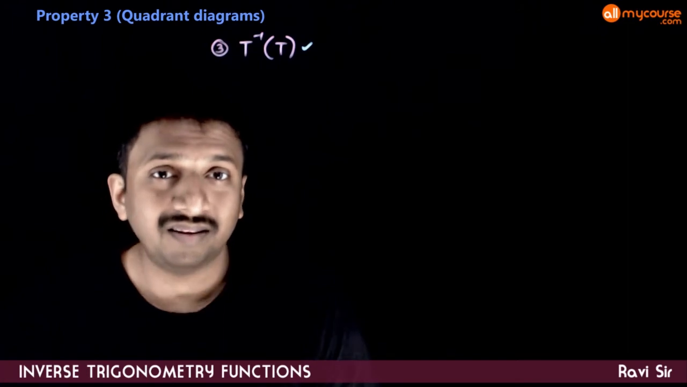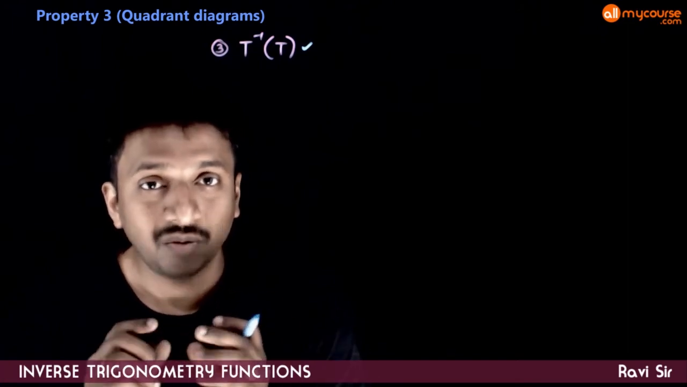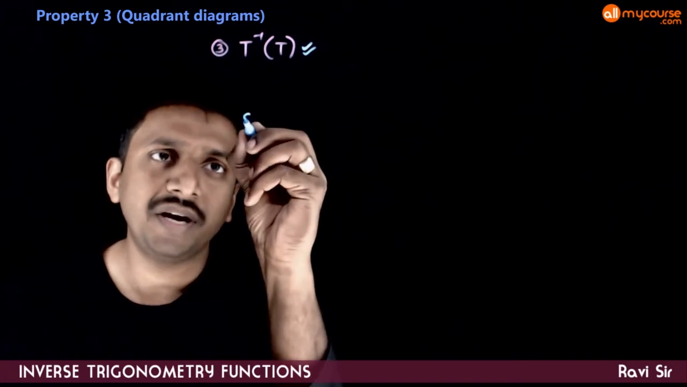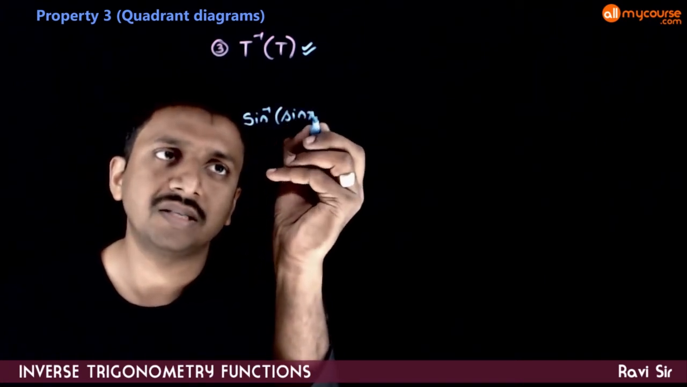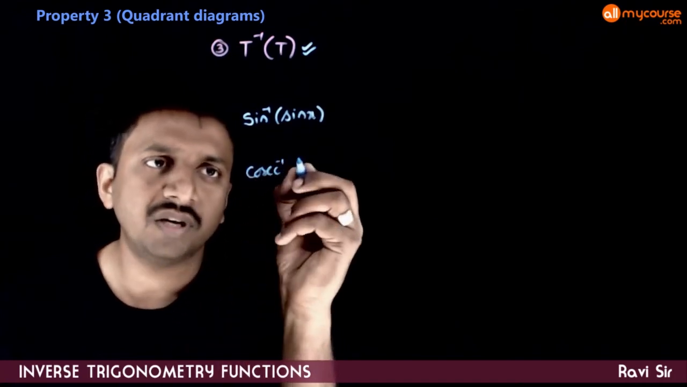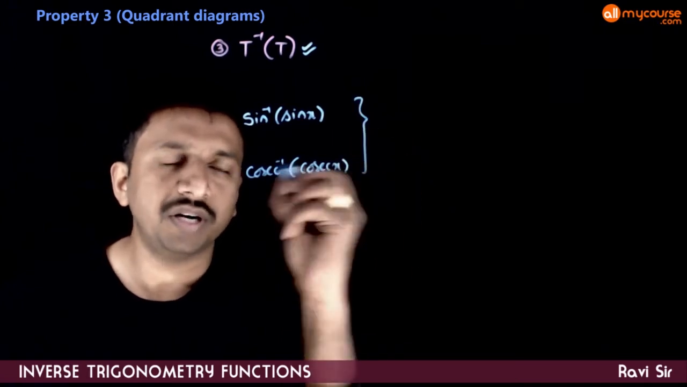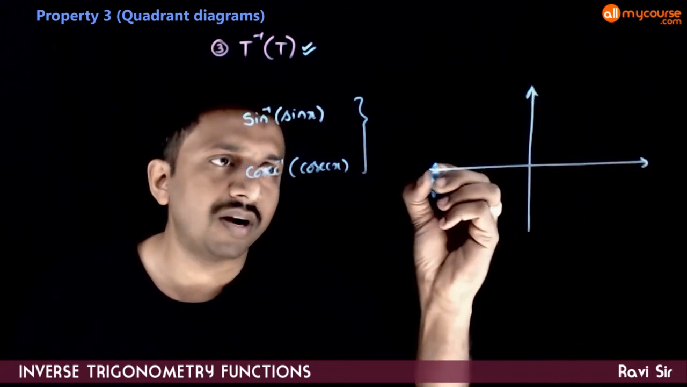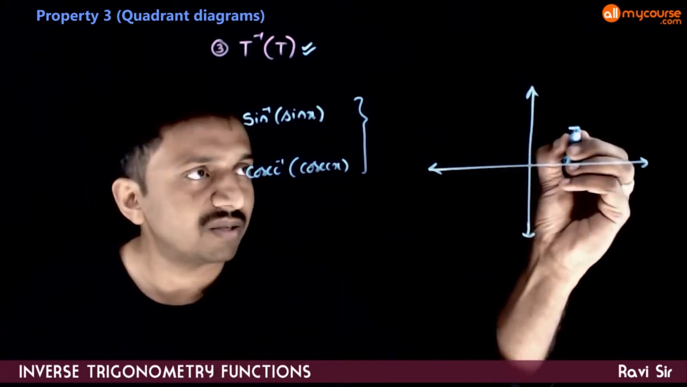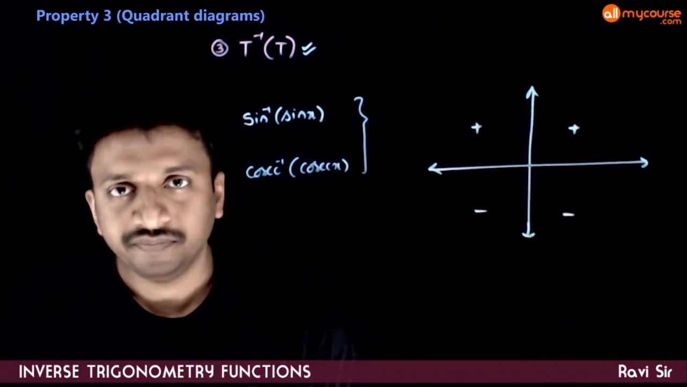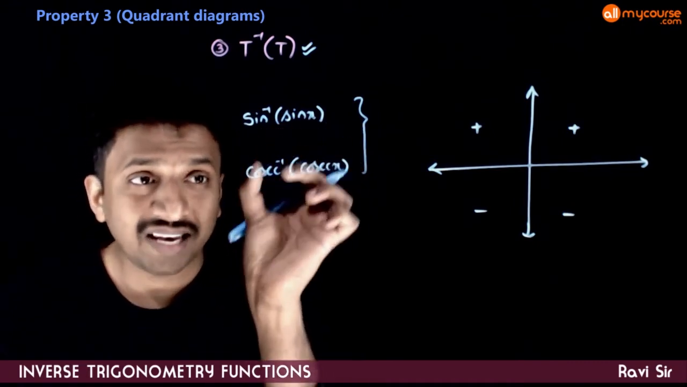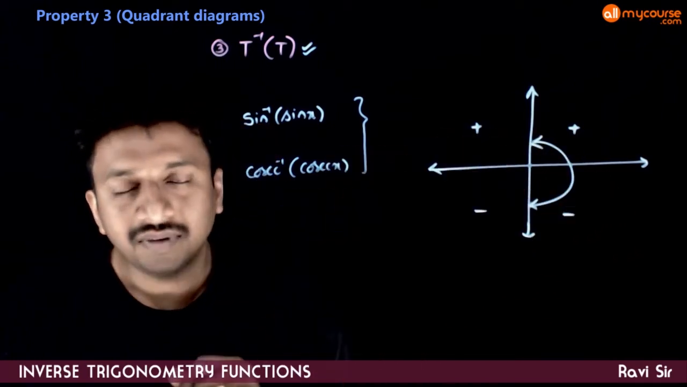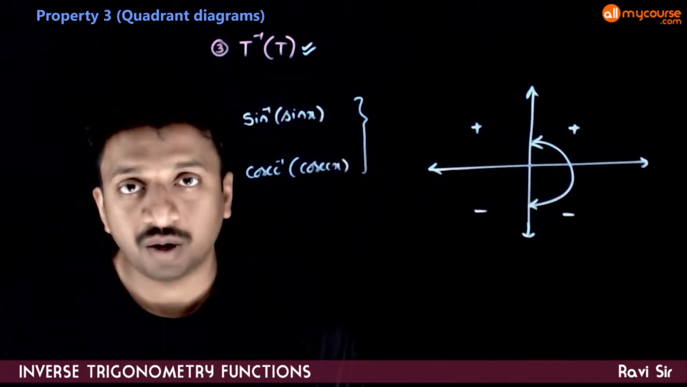In this video, let us look at important diagrams called quadrant diagrams, which are useful in the simplification of expressions of the form T inverse of T. So corresponding to sine inverse of sin x and cosecant inverse of cosecant x, the quadrant diagram looks something like this. So let us draw the quadrant diagram for sine. So sine is positive, positive, negative, negative. And what is the range of sine inverse and cosecant inverse? Minus pi by 2 to pi by 2. So this diagram is called the quadrant diagram corresponding to these two inverse trigonometric functions.